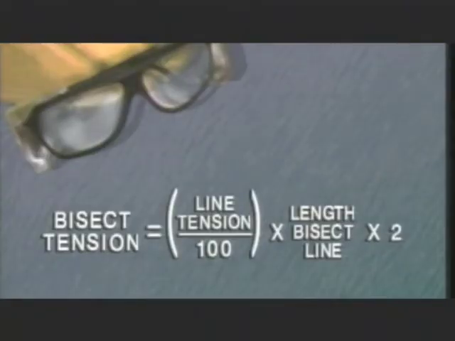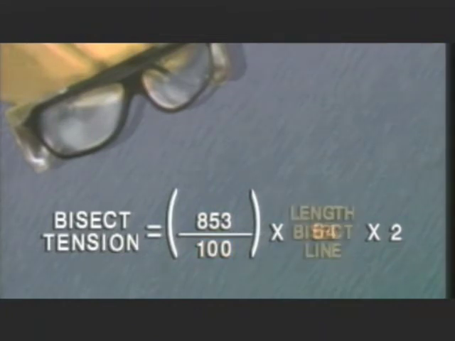It's important to remember that this method is for approximating the length of the bisect line and the line angle. We'll see how to use the line angle in a moment, but for now, let's continue by using the formula to determine the bisect tension. Bisect tension equals line tension, which you'll recall from the last part of the program is 853 pounds, divided by 100, times the length of the bisect line, which is 64, times 2.